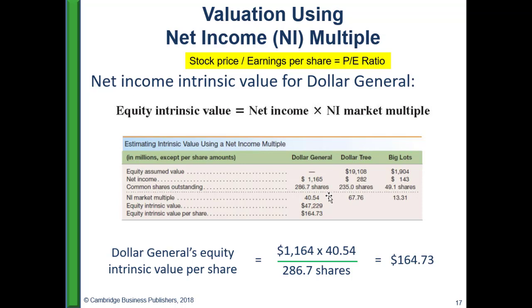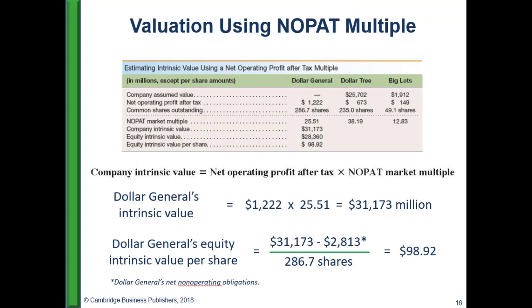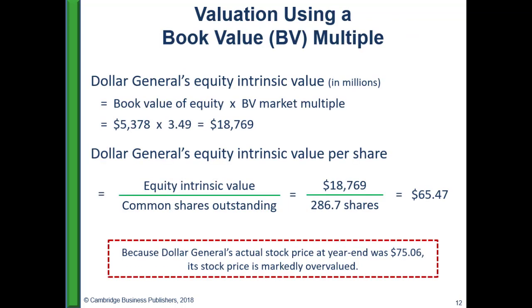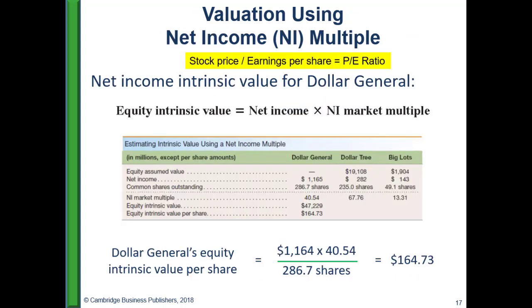So that would mean that intrinsic value of equity is $47,229 in total, or per share is $164.73. And since the stock is trading at, what is it trading at? It was something like $65, right? $75. And you figure out that it should be $164.73, that means that you should buy it.